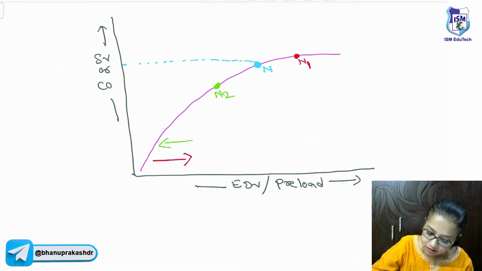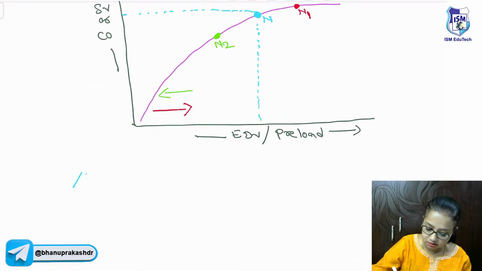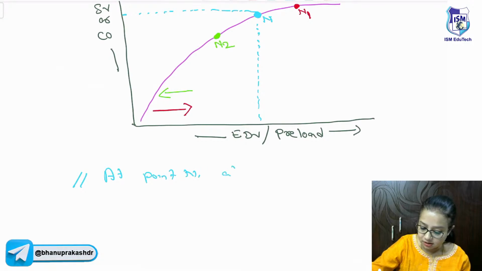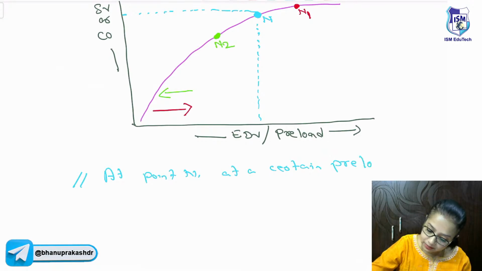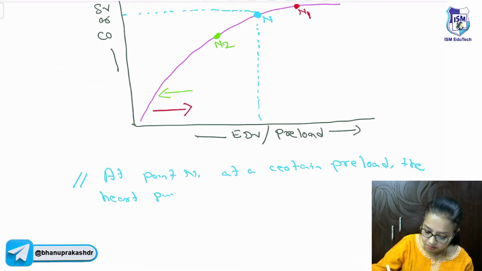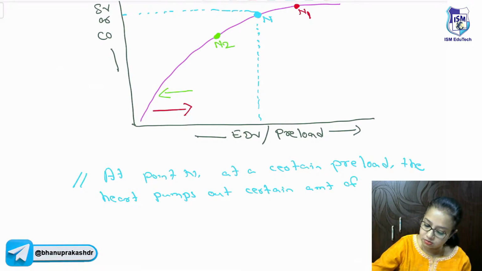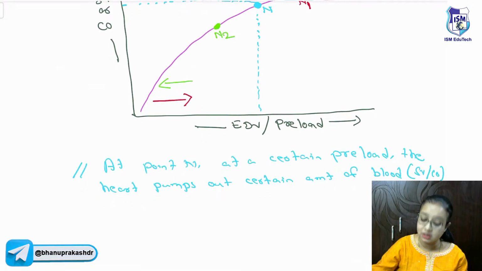So if we join this line and present it as dotted line, like the first one, at point N at a certain preload, the heart pumps out certain amount of blood, which we call as the stroke volume and the cardiac output. This is the case 1.